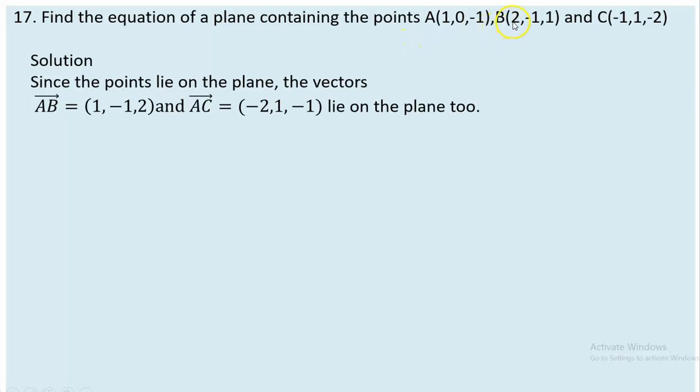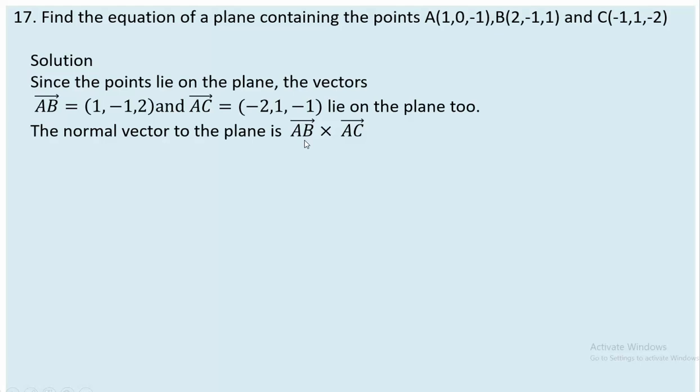So what we need to do is 2 minus 1 is 1, as you see, and minus 1 minus 0 is minus 1. And 1 minus minus 1 comes to be 2. And AC is minus 1 minus 1, which is minus 2, 1 minus 0 is 1, and minus 2 minus minus 1 makes minus 1. So the position vectors are now known: vector AB and vector AC are now known.